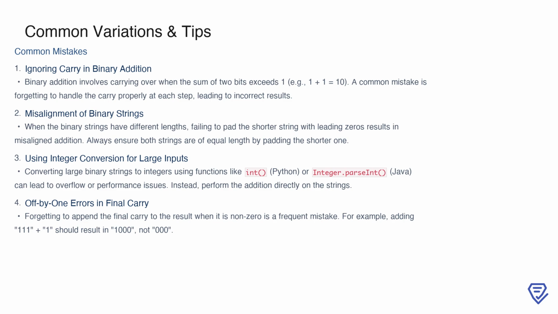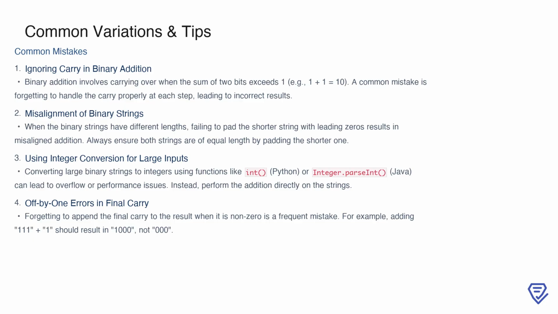For example, adding 1 and 1 results in 10, not 0, 1. Another mistake involves the misalignment of binary strings. If the two strings have different lengths, you need to pad the shorter one with leading zeros to ensure proper alignment. Failing to do this can lead to incorrect results.